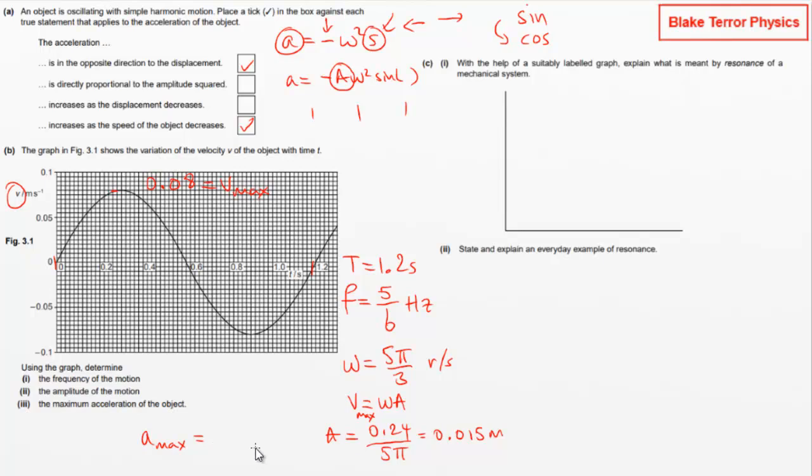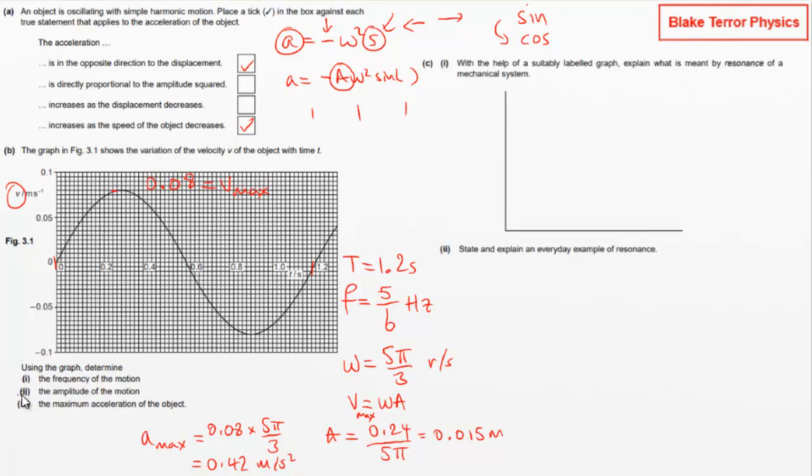So A omega squared is going to be, well, let's cancel one of the omegas. So we'd have 0.08 left, and then we're going to have to multiply by the other one of the omegas. So 0.08 times 5 pi over 3 is giving us 0.42 meters per second squared. So we've worked out a lot. I think that's going to be pretty much everything that we've got in SHM.